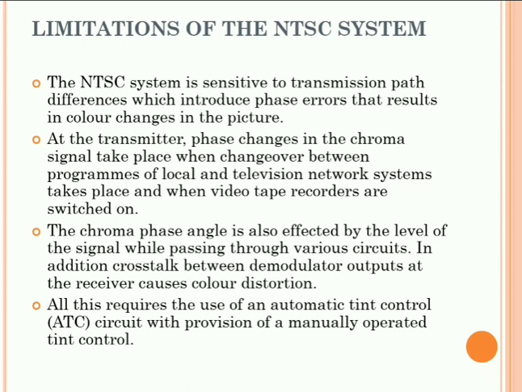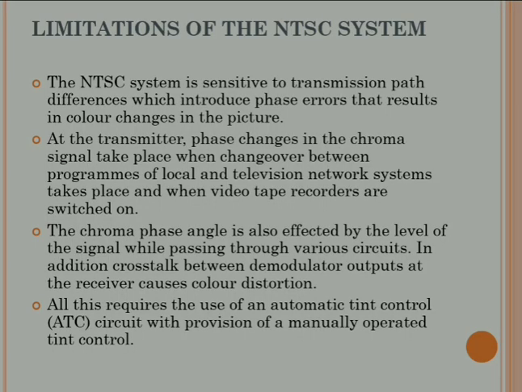The chroma phase angle is also affected by the level of the signal while passing through the various circuits. In addition, crosstalk between demodulator outputs at the receiver causes color distortions. All this requires the use of an automatic tint control circuit with provision of a manually operated tint control. This was all about the limitations of the NTSC system.